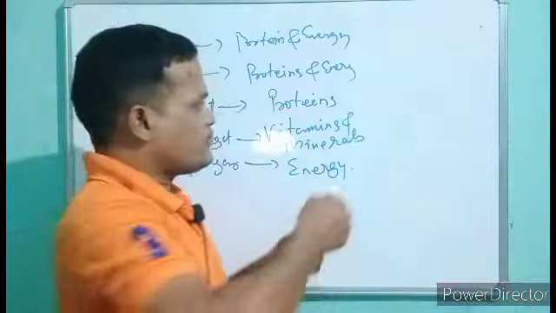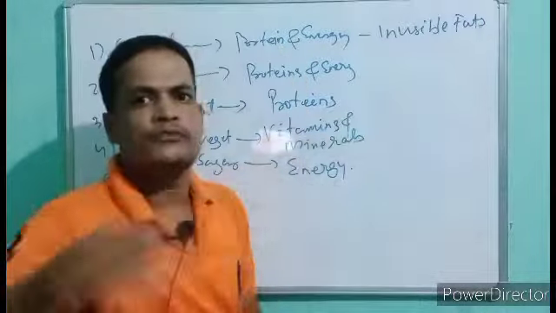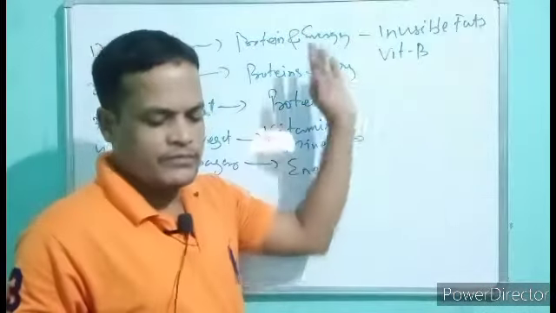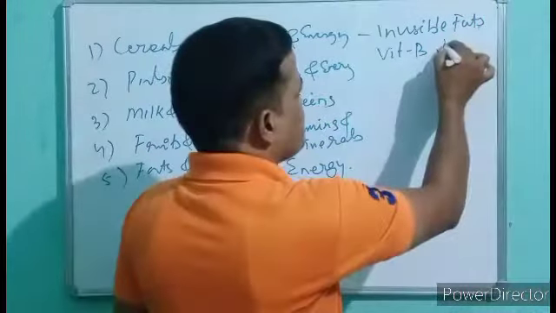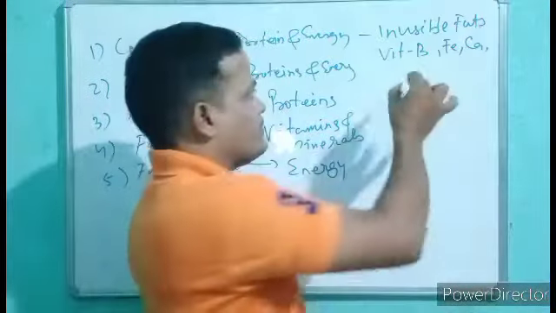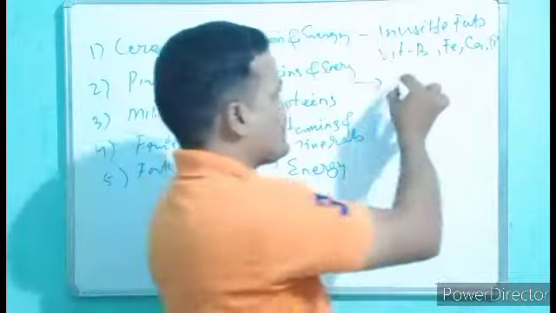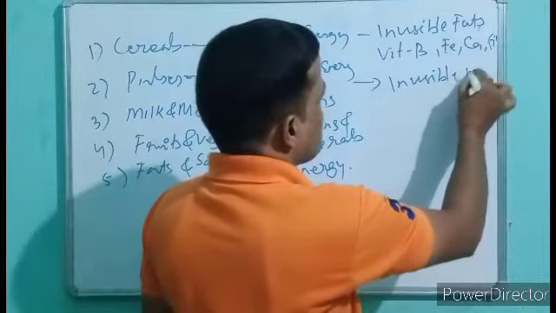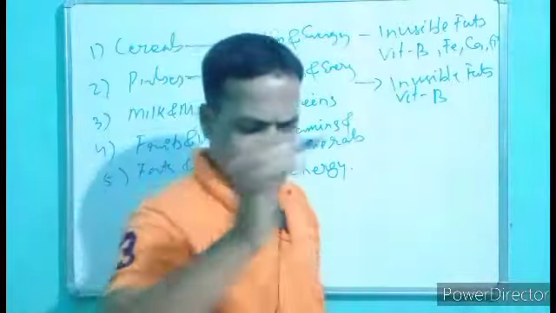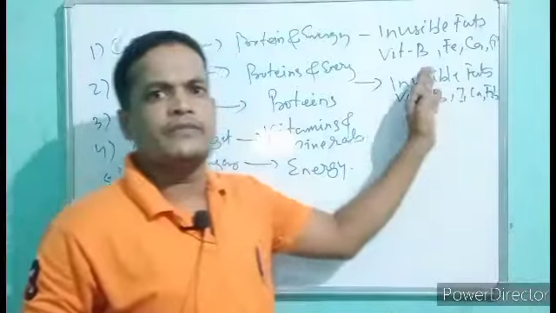Then what else do we get? These also provide invisible fats. Cereals and legumes provide invisible fats, vitamin B, iron (Fe), calcium, and fiber. Next one, pulses, also give invisible fats, vitamin B, and the same thing: iron, calcium and fiber.